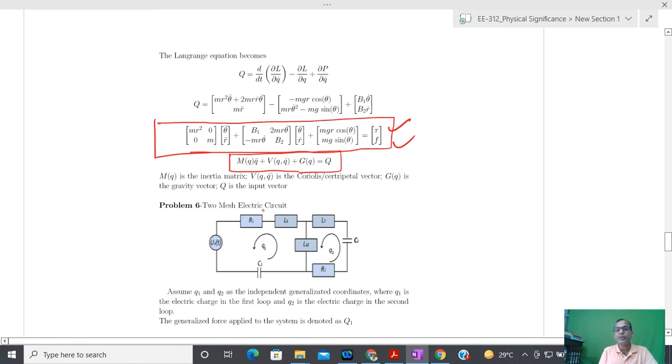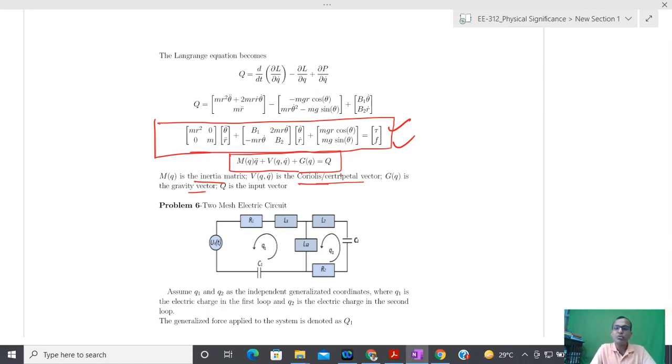And if you see robotics, then in robotics M(q) is nothing but the inertia matrix, V(q, q dot) is the centripetal force, J(q) is the gravity vector, and Q is the input vector. So like that, if we have more degrees of freedom, again we will get a very simple equation. Those who are working in the direction of robotics, or on integration of more than one system, my suggestion is please go through energy-based modeling or Lagrangian modeling.